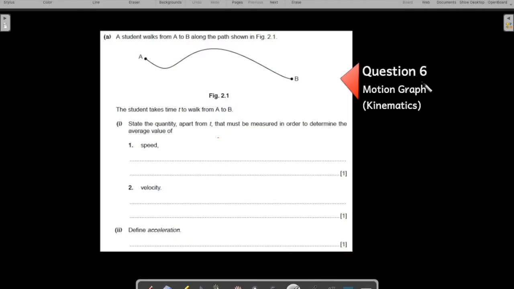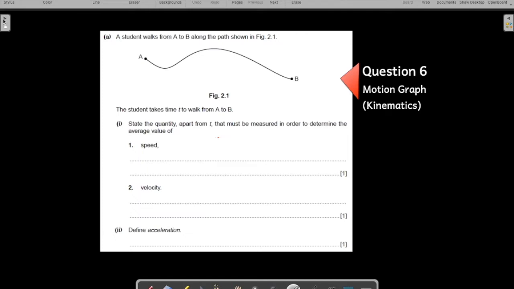We have already done 5 questions on motion graph kinematics. This is your question number 6. This is again a long question. It is split across 3 screens. I'll show you all the 3 screens. You can take the snapshot, attempt the question yourself, and come back. You can pause the video, come back, play the video to look at the working of it.